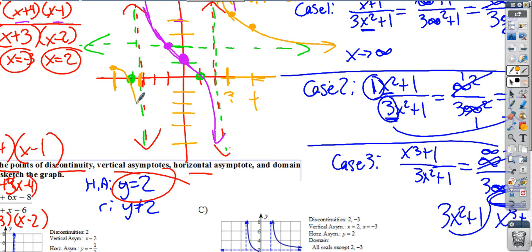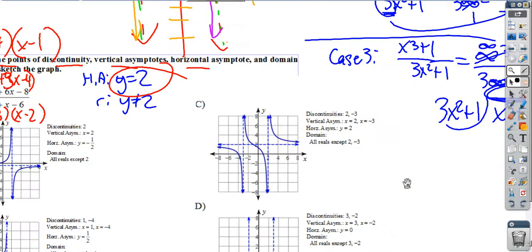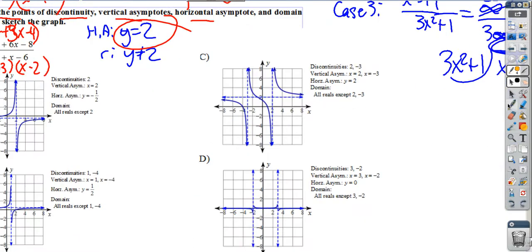So you can see how it's going to go. It has to go down here and it has to go off like that. And the only one that works, again, this was multiple choice, so I just want to show you how to do it if we're not multiple choice. The only one that it works for is C.